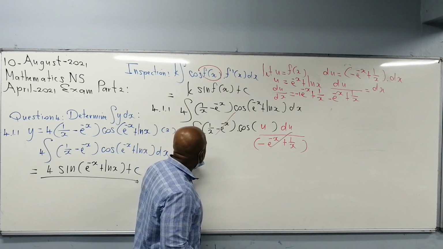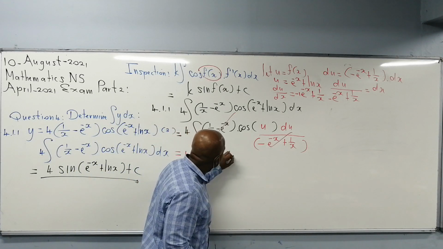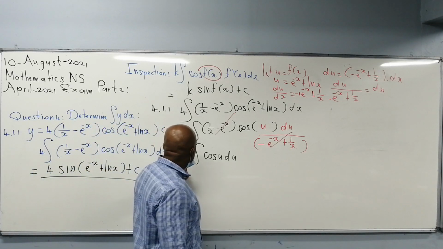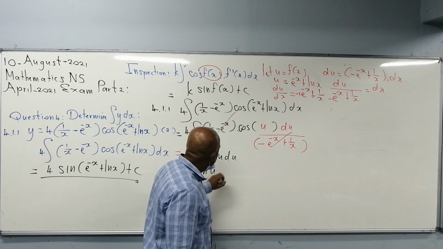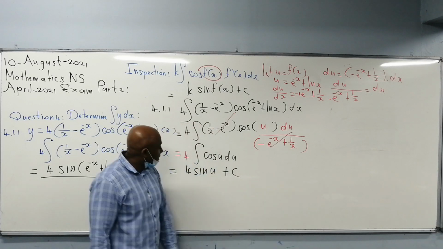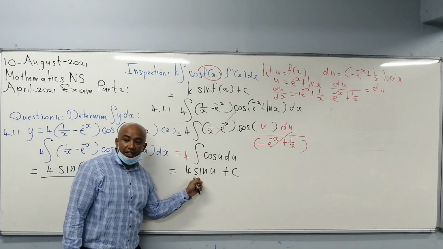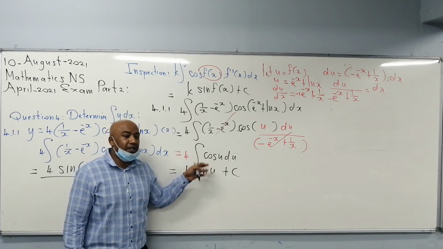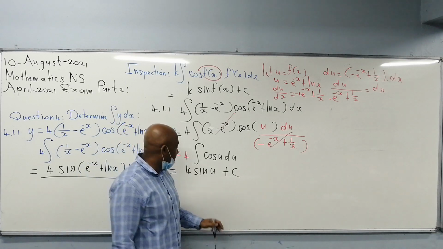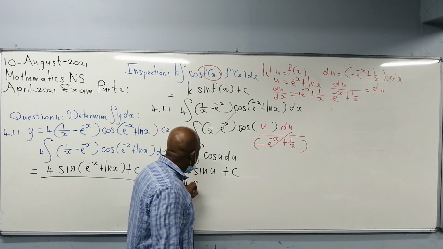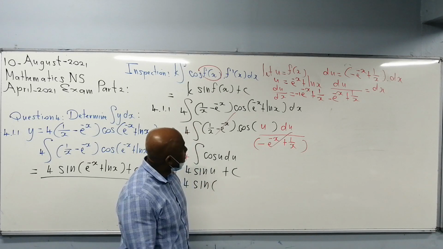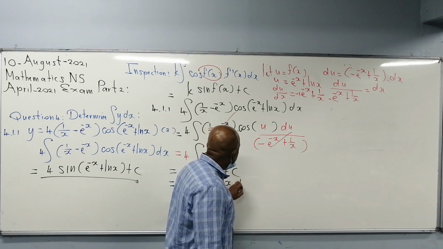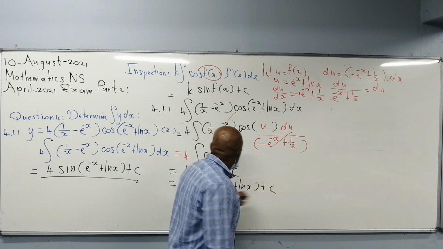So what remains is just cos of u. And now when you integrate cos of u, that's going to be sine of u plus c. Why? Because when you differentiate sine, you get a positive cos. So that's why when you integrate cos, you get a positive sign. It must work backwards. Substitute back for u. What was u? u was e to the power minus x plus ln x, plus c.